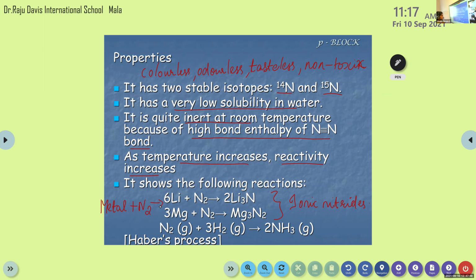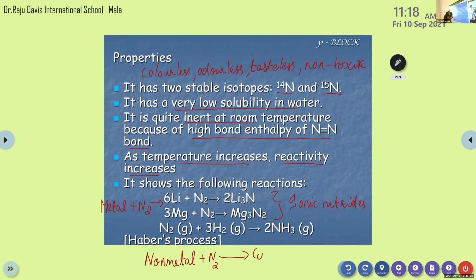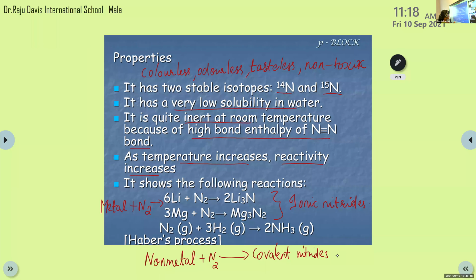In the case of non-metals, they will give covalent nitrides. Non-metals react with nitrogen to form covalent nitrides. That means the bonding is covalent bonding, that's why it's known as covalent nitrides. In the previous case, it is ionic bonding. Metals react with nitrogen molecule to form ionic nitrides, meaning ionic bonding exists. Non-metals react with nitrogen molecule to form covalent nitrides, meaning covalent bonding exists.